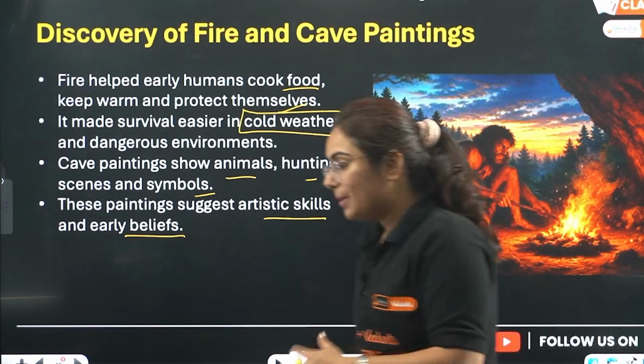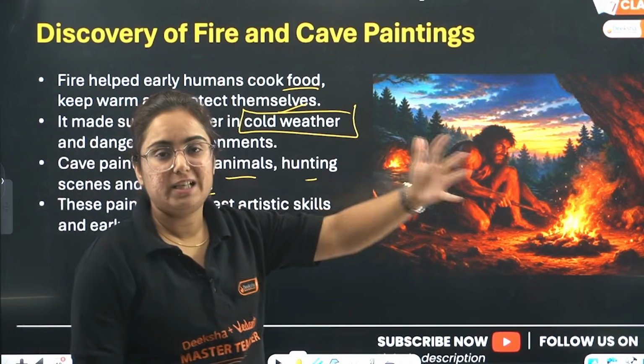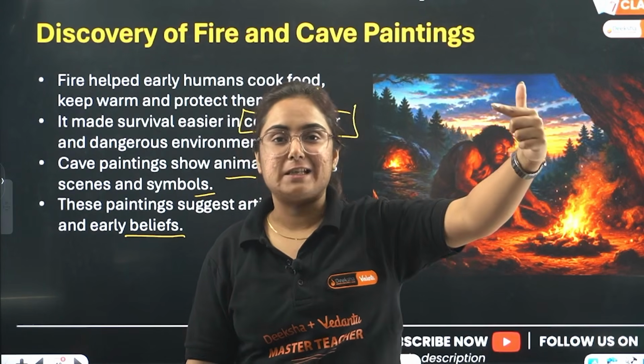So when we talk about how do we know about history, beta, all the evidences tell us a lot about history. It's about the view you are studying.